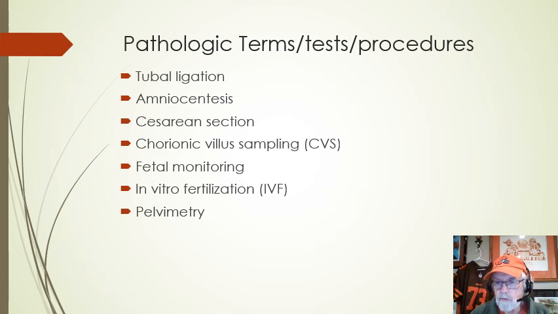Amniocentesis is when they take a needle, stick it through the abdominal wall into the amniotic sac, and suck out the fluid. By sucking out the fluid, they're able to look at various fetal cells floating around in that fluid to look for various abnormalities.